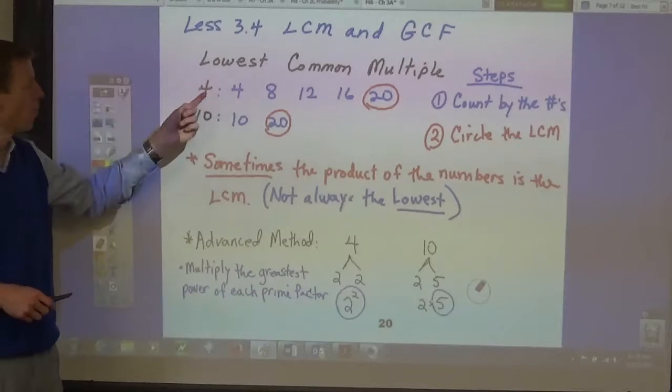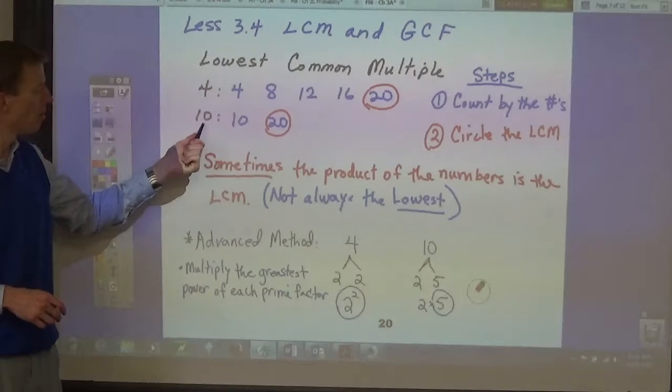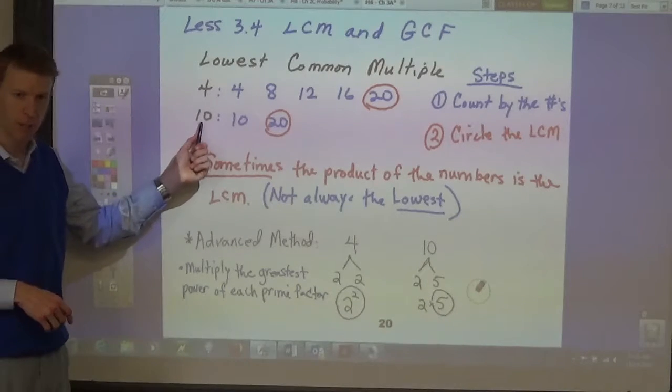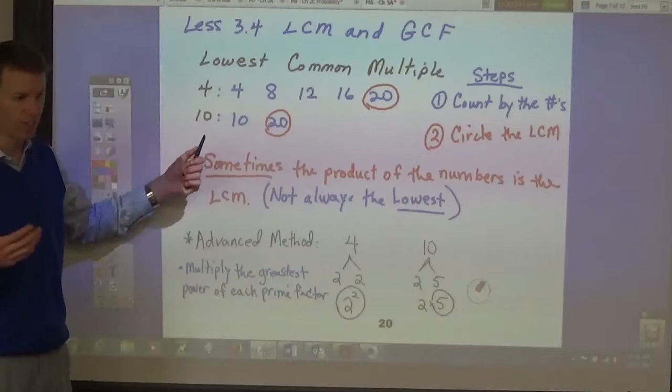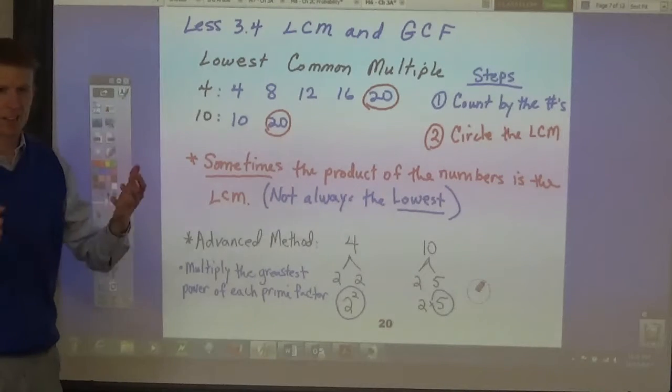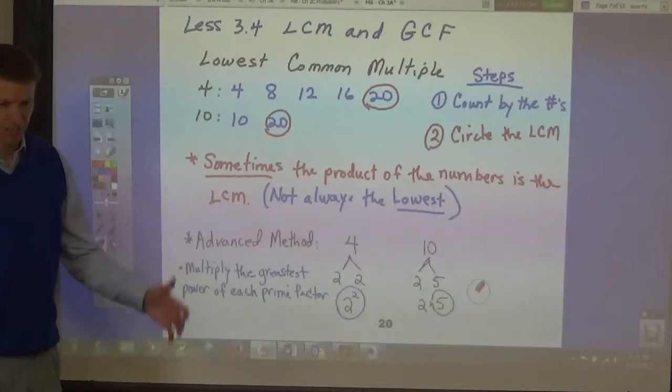Multiplying 1 times 4, 2 times 4. Okay? And multiples of 10 are just counting by tens. You find them by counting by tens. 10, 20, 30, 40, 50, 60. So what's the eighth multiple of 10? Olivia. 80. You get it?